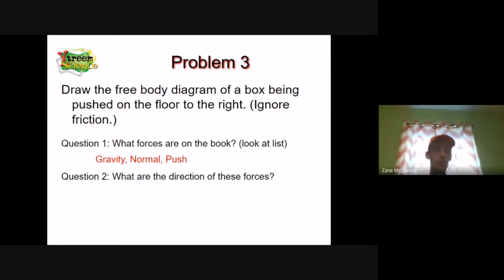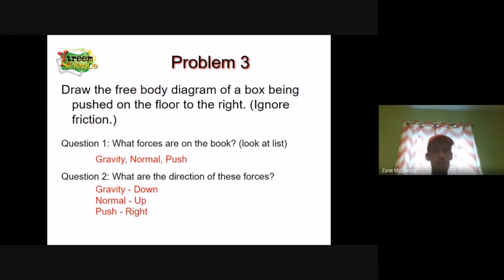Normal force is also opposing gravity because you do have a surface you're in physical contact with, so it will be pointing up. And there is a push because this is specifically you are pushing on the floor to the right, so we need to include that as a force. Remember, we could have also said applied force. These are the directions of our forces. You're pushing it to the right, gravity pulls you down, and normal force is going to resist gravity.